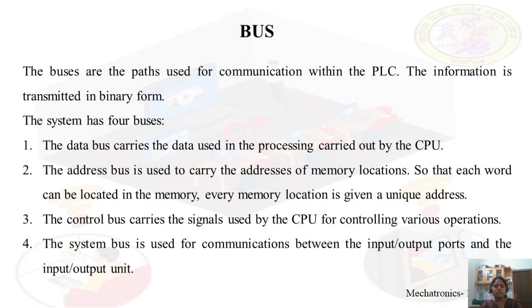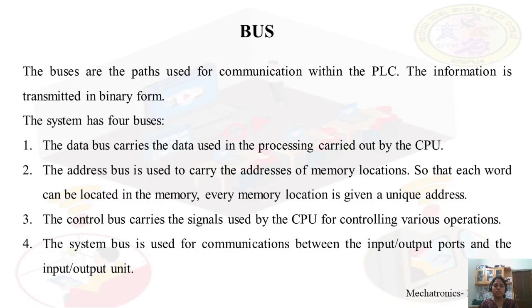The system has 4 buses. First one is the data bus. What is the data bus? The data bus carries the data used in the processing carried out by the CPU. This bus carries whatever data is handled by the CPU. Understood? And the data bus is a bidirectional bus. It is a two-way bus.